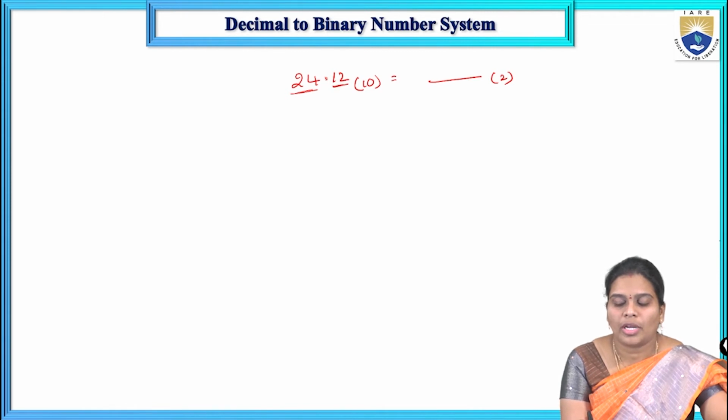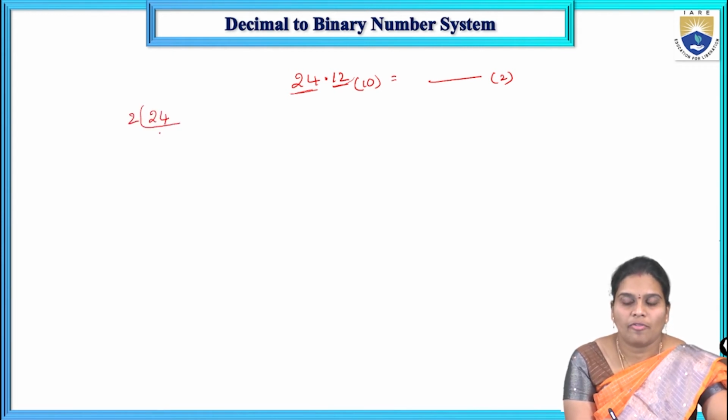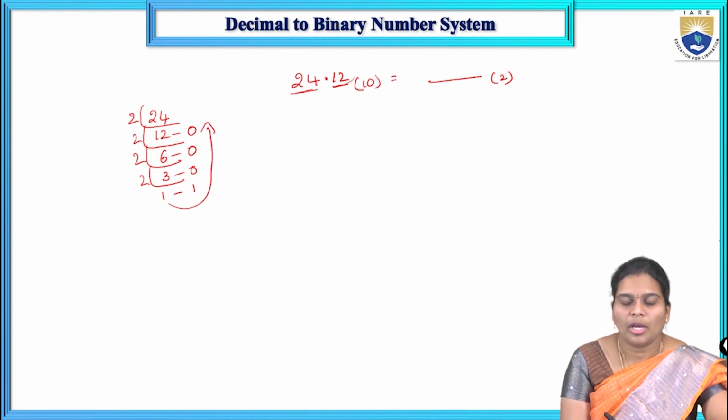Okay. So if you are taking any decimal value, the decimal value includes the integer and fractional parts. The point's left side value is divided by 2. The point's right side value is multiplied by 2. So the procedure is, first we take the point's left side value, 24. Same procedure, divide by 2: 12 and 0, 6, 0, 3, 0, 1. The resultant value is written from bottom to top: 1, 1, 0, 0, 0.